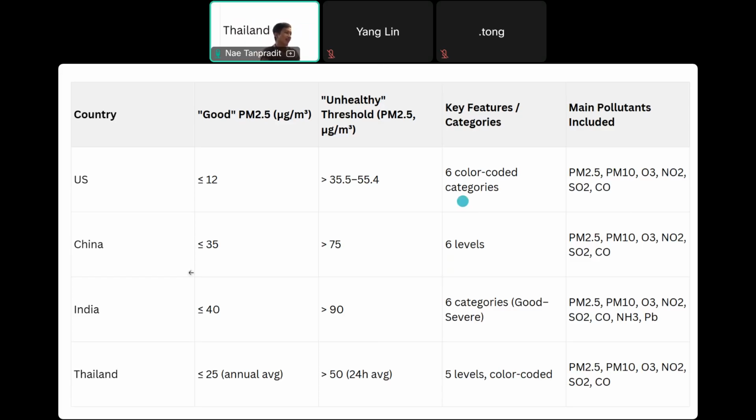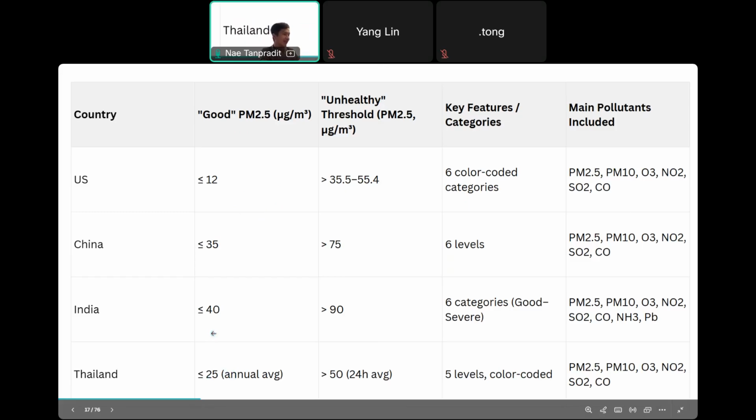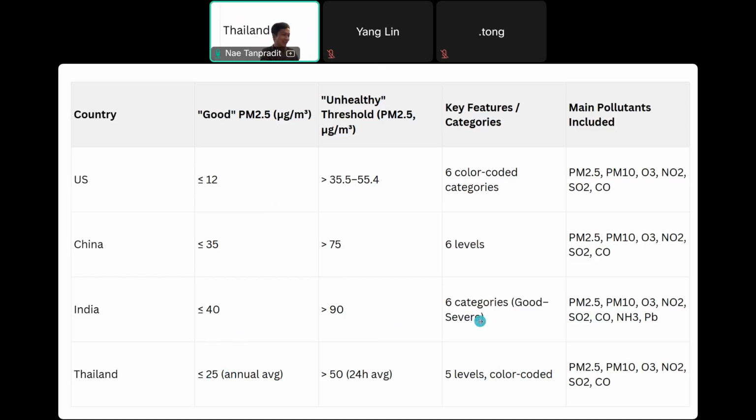And you see there's a threshold for good PM 2.5. The US is the most sensitive, alongside China, Thailand, and India. But someone said, we are the same human. So we should look closer at the definition of each AQI, because the pollutants measured in each AQI are different. Like in India, they are also measuring ammonia and lead in the air. The others measure the same things.